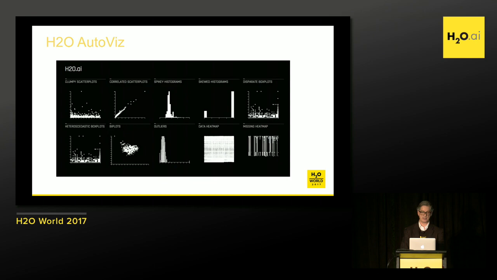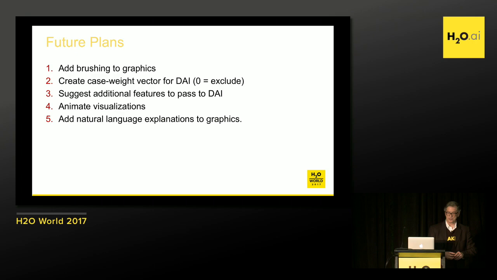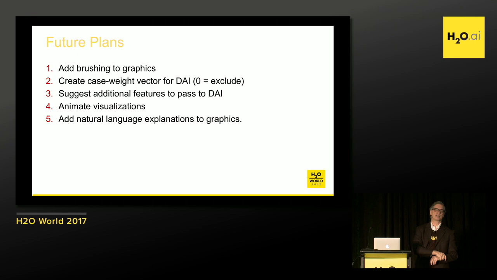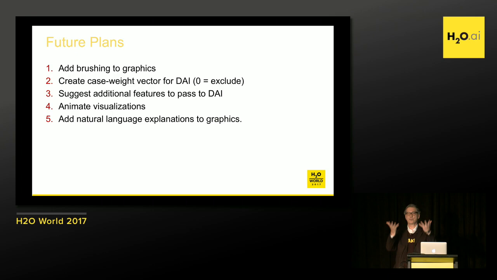I'll conclude by talking about some future plans. I showed you the graphs in AutoVis, but you can't yet touch a point and find out where the point is in the data. So we're going to do that: you touch a point, and up will pop who that point is. Something even more radical is that we're going to generate a case weight vector. If AutoVis tells you to exclude missing values, it will make case weights of zero for the rows that have missing values. It also will go further and suggest new features you should add.